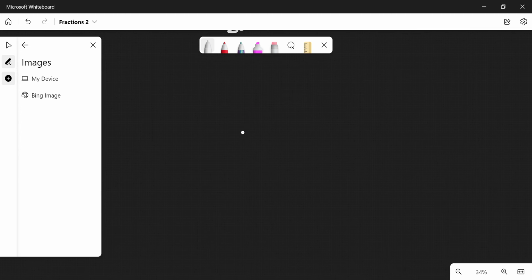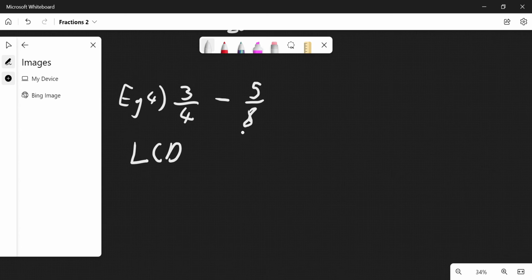We are subtracting, so this would be example 4 if I'm not mistaken. We are subtracting, let's see some really nice ones here. Let's say we're subtracting 3 over 4 minus 5 over 8. Okay, our denominators are different. All right, so immediately you need to start thinking about your LCD. You ask yourself, what number can both 8 and 4 divide into?